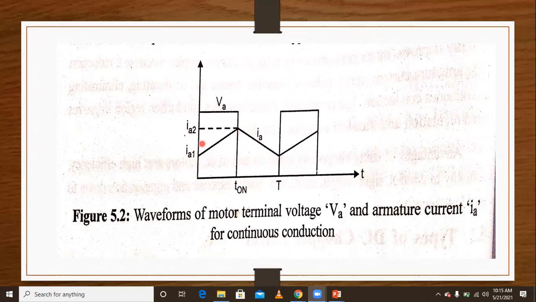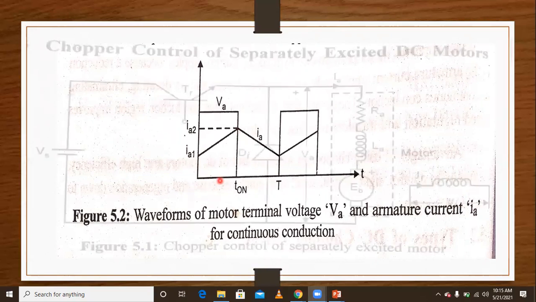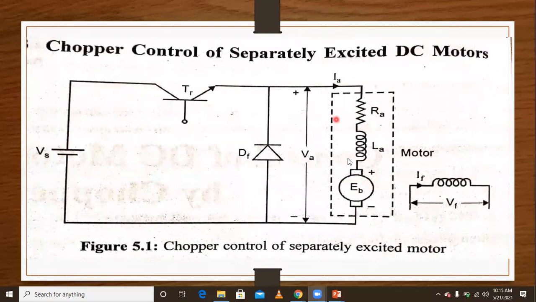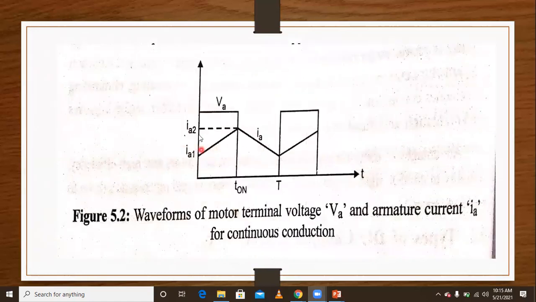Understand? During the on period of the chopper, that is the duty interval 0 less than or equal to t less than or equal to T on, the motor terminal voltage is the armature voltage VA, the source voltage is called VS, and the armature current goes from IA1 to IA.